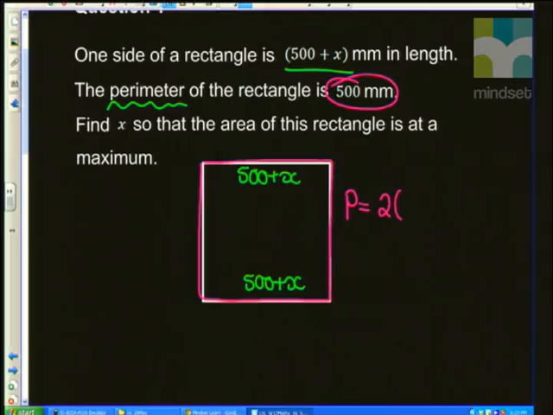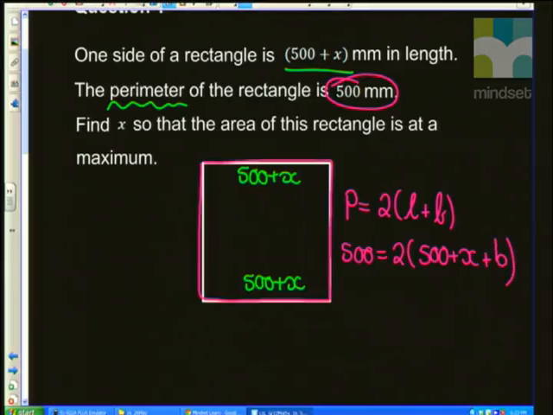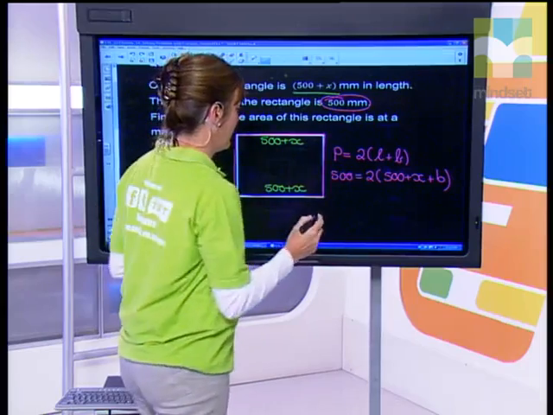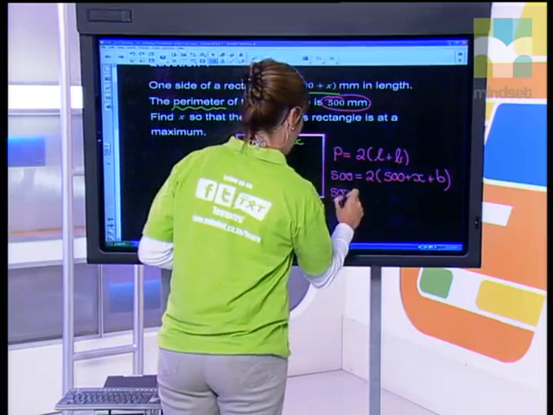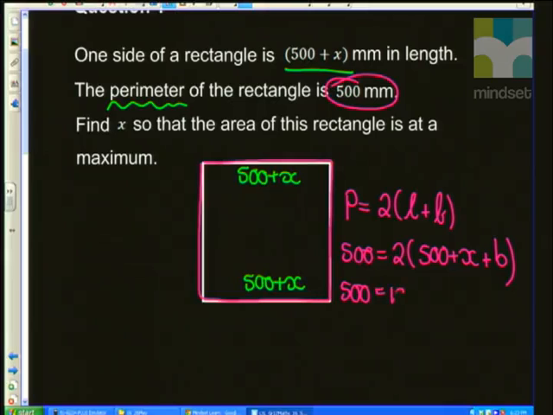We know that twice of our length plus our breadth is equal to the perimeter, and the perimeter they've told me is 500. So 500 is equal to twice of the length. Now the length we know is 500 plus x, plus the breadth. Well, the breadth at this point I don't know what it is, so I'm going to have to leave it like that. So let's solve for the breadth. I've got 500, which is equal to 500 times 2 is 1,000, plus 2x, plus 2 breadth.